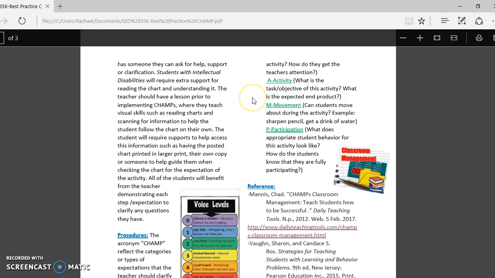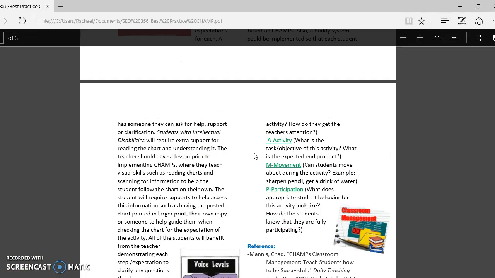A is for activity. So what is the objective of this? What is the end product kind of deal? This can be like, do you want them working in a group, at their desk, or by themselves? M is for movement. So can your students move about during this activity? Do you allow them to go sharpen their pencil or get a drink of water, or do you want them to work quietly at their desk until everything's finished?